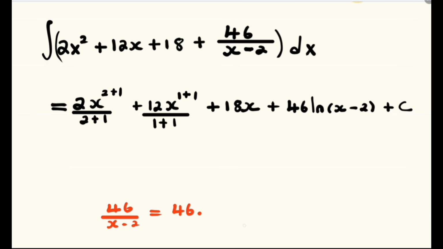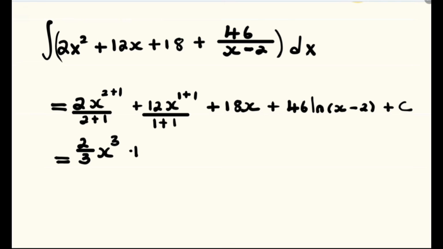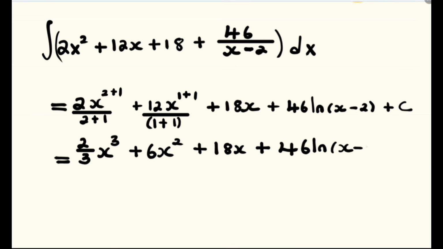We simplify, and this will be equal to 2 divided by 2 plus 1. 2 plus 1 is equal to 3 in the denominator, multiplied by x raised to the power 2 plus 1, which is 3, plus 12 divided by 1 plus 1. 1 plus 1 is equal to 2. So 12 divided by 2 is 6, multiplied by x to the power 2, plus 18x, plus 46 multiplied by the ln of x minus 2 plus c, and this will be our answer.